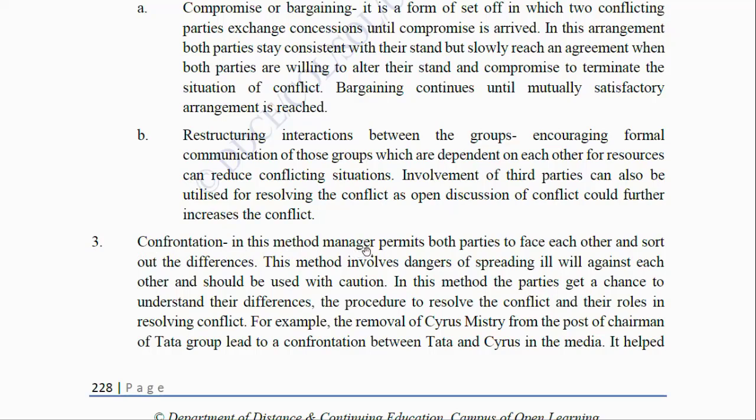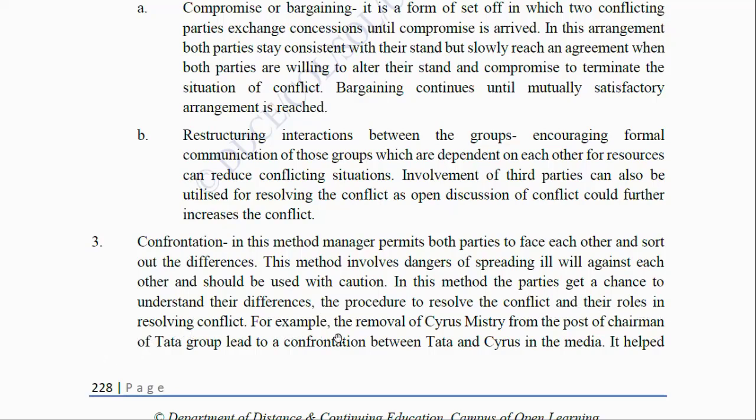In this method, the manager permits both parties to face each other and sort out the differences. This method involves dangers of spreading ill will against each other and should be used with caution. In this method, the parties get a chance to understand their differences, the procedure to resolve the conflict, and their roles in resolving the conflict.